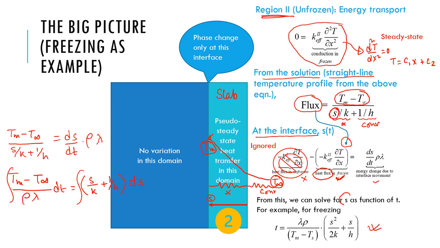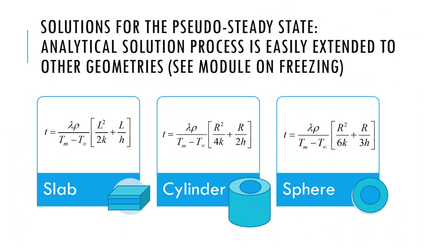So we solve for S as a function of time. So we get T here as a function of where the location of the interface is. So this is a very, very convenient way to get the time for phase change. You notice we made it so simple that it can be solved very easily analytically in a closed form, and we can get the time for phase change. In this case, it's for freezing. This is why it has been very popular. What we just did was for a slab like this one. This is the one we just derived.